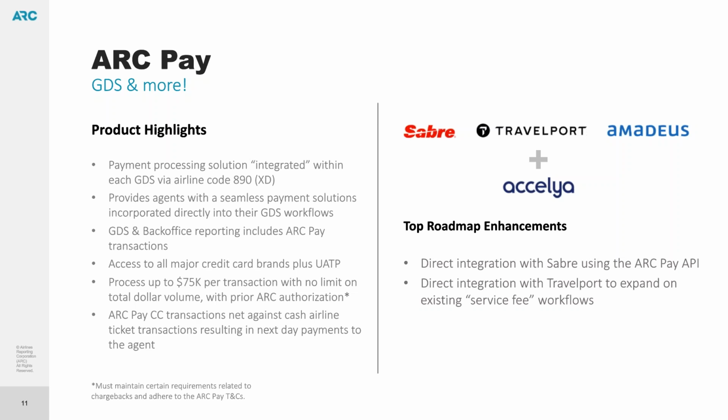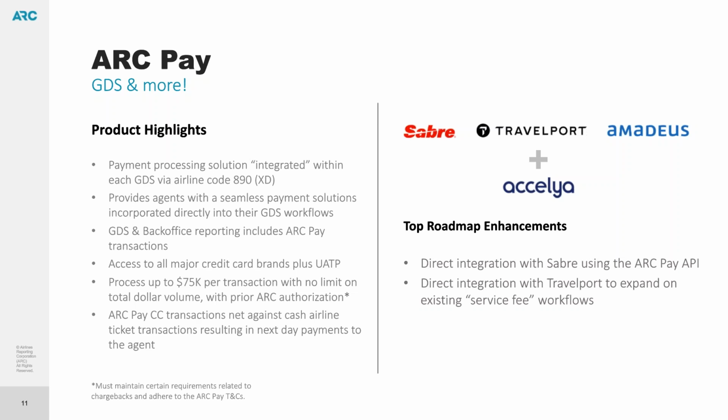All the transactions that you process through your GDS are loaded directly into your back office. These transactions again settle directly to ARC, and all of these will be rolled up into your weekly settlement. Access to UATP and Discover is available through here. The new $75,000 transaction limit is also available through here.